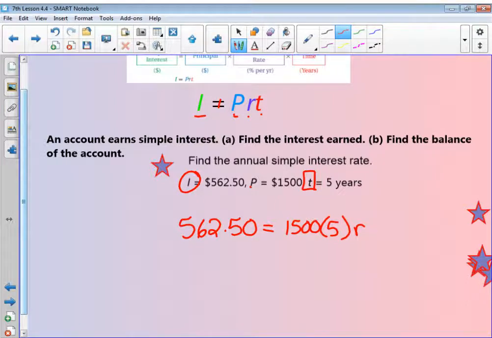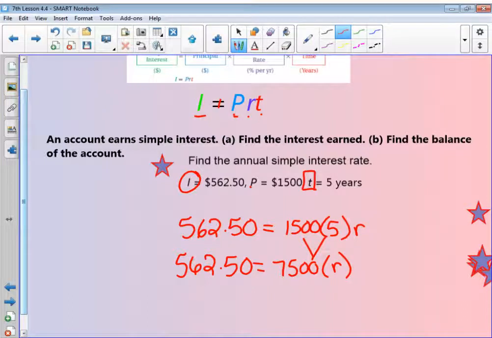Okay, so my next step is to go ahead and put these together. Okay, so I have 562.50 equals 1,500 times 5 is going to give me 7,500. Times my rate, which I don't know. So now I want to get that R by itself. Divide by 7,500. So divide over here by 7,500. So I'll punch in on my calculator $562.50 divided by 7,500. And when I do that, I get 0.075 on my calculator.